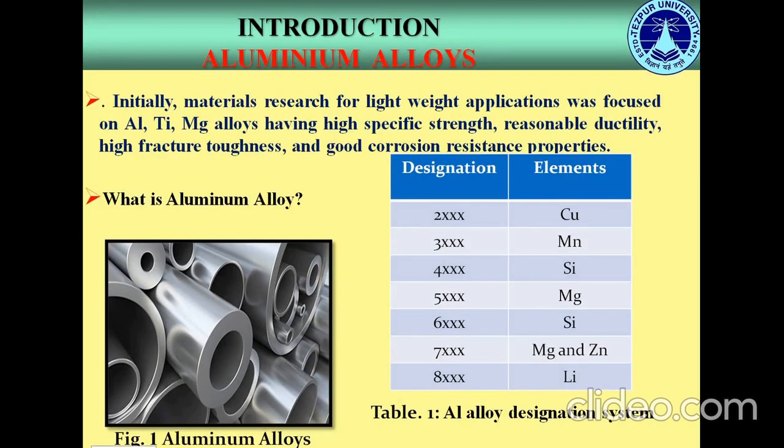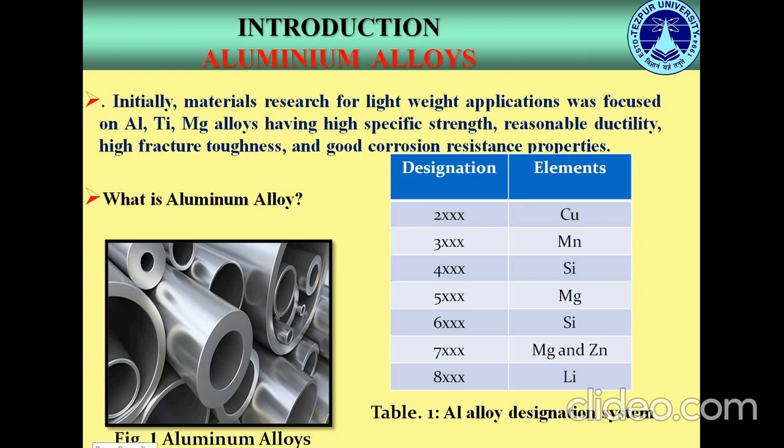Coming to the introduction of aluminum alloys. Use of aluminum alloys can be found in every field of our day-to-day life. This alloy is chosen because of its high specific strength property, which leads to high strength and extreme weight reduction in its applied machine components.